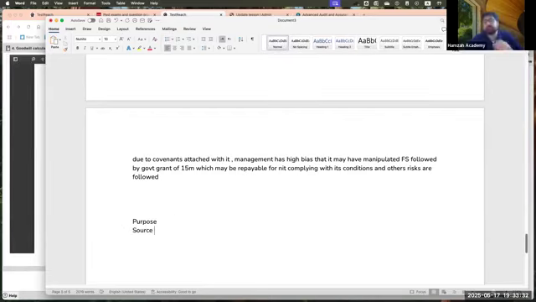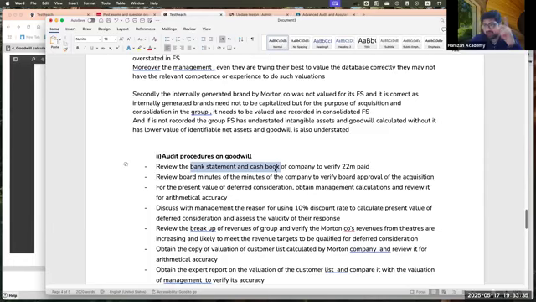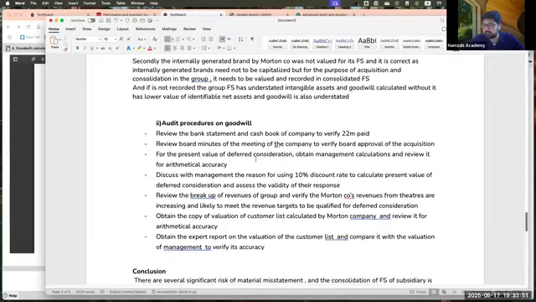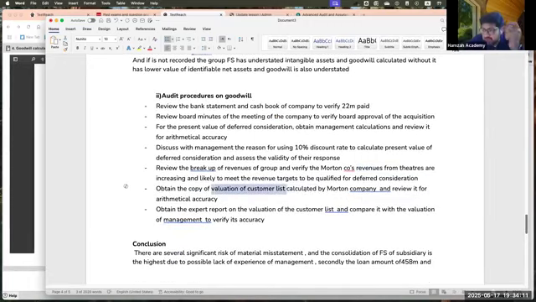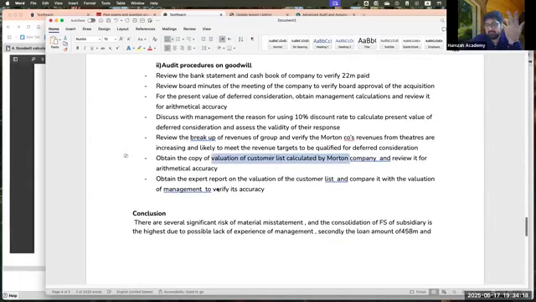Then there is source. Each procedure has a source: bank statement and cash book, board minutes of the meeting of the company. Now, obtain management calculations. Management is the source. Breakup of revenue of the group. Revenue from the theater are the source. Valuation of customer list by Morton Company. This is the source.